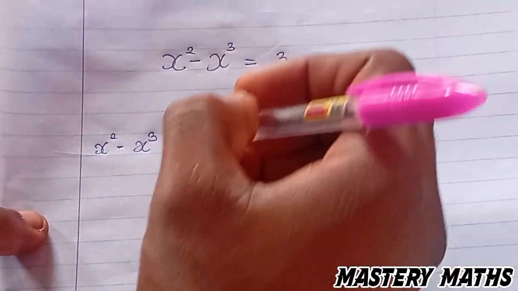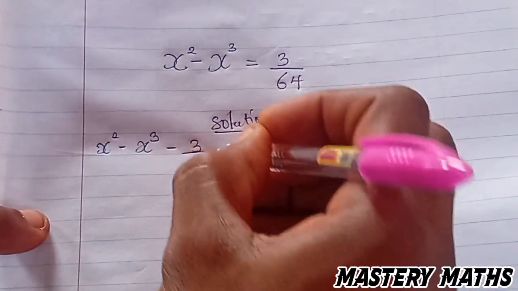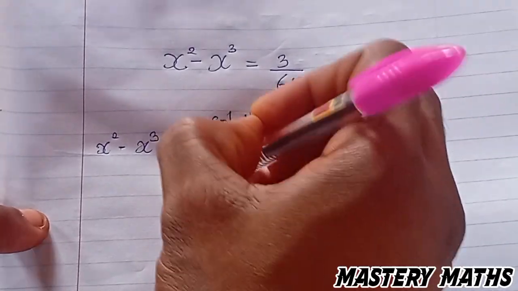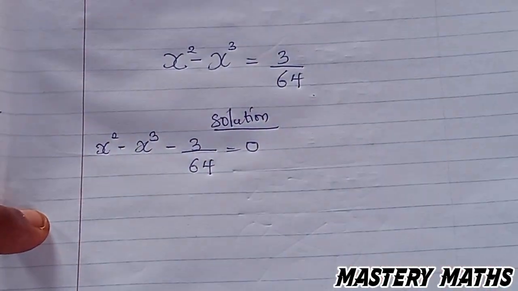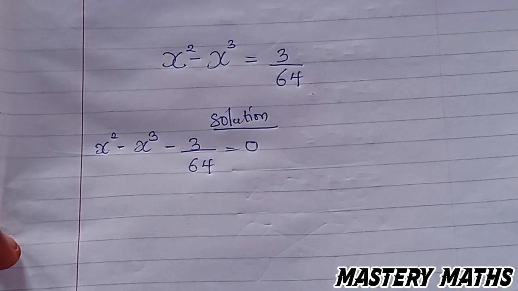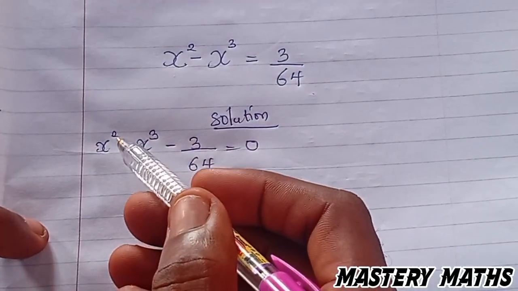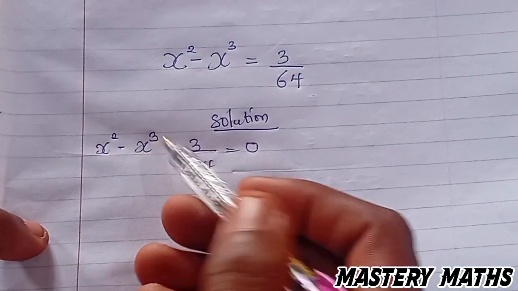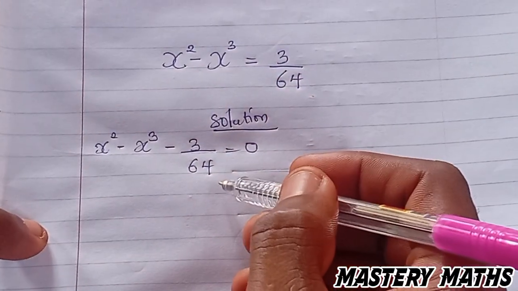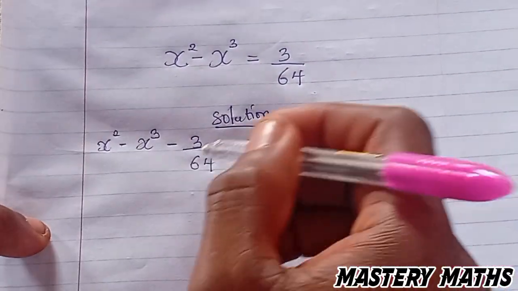So what we'll do is bring this inside. When it comes inside, it becomes minus 3 over 64 equals 0. Having done this, what should be the next thing we do? If you watch now, your x here has a power of 2, your x here has a power of 3, and you have 3 over 64. We need to equate the values.